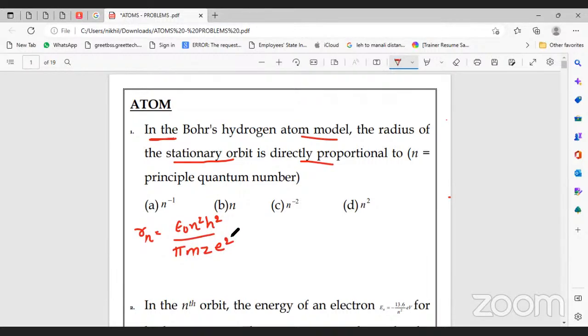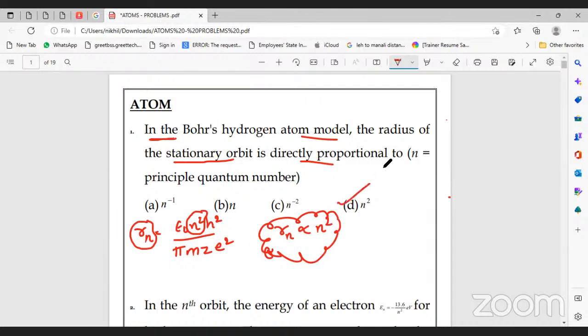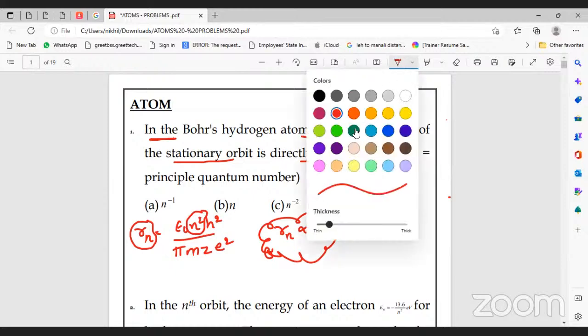Correct? So what is the radius of the electron in the nth orbit of hydrogen atom? It is epsilon naught n squared h squared divided by pi m z e squared. So clearly this indicates the radius of electron in the nth orbit is directly proportional to n squared. Please remember this. So it is directly proportional to n squared. So option D is the right answer.